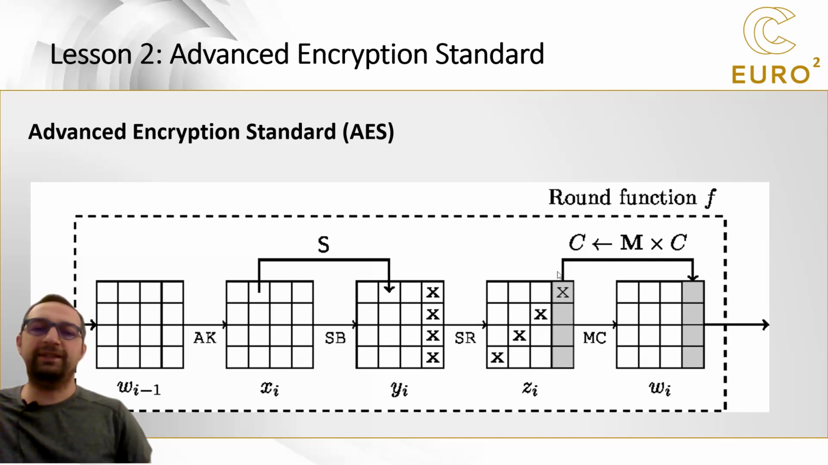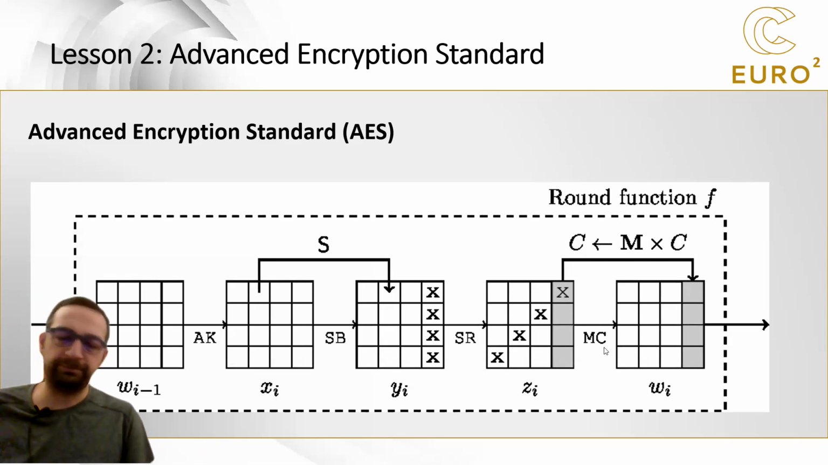So finally, we take each column, multiply it with the matrix M, and write the result back to the position of the same column. So we have 4 columns. We repeat this operation 4 times. So this is just one round. So you repeat it 10 times.